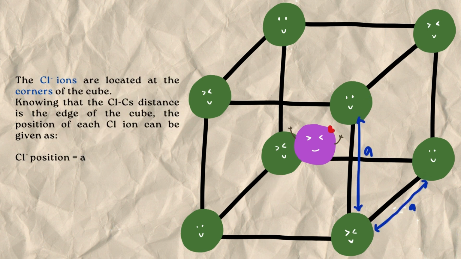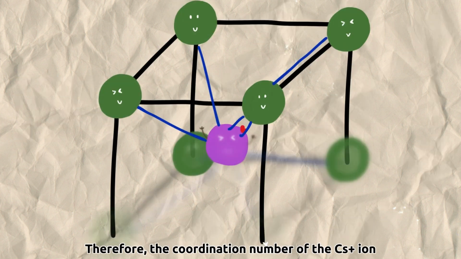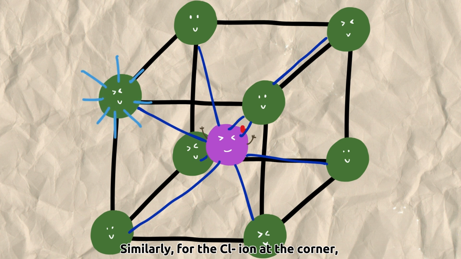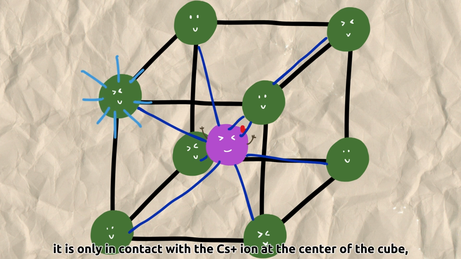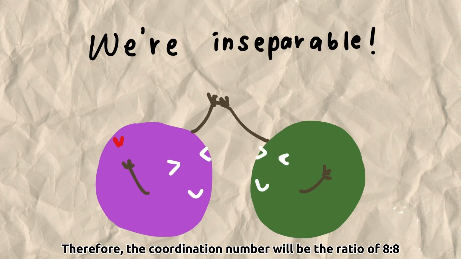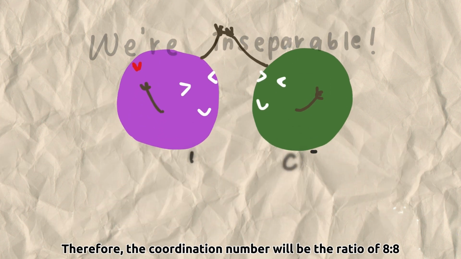The Cl ions are located at the corners of the cube. Knowing that the Cl-Cl distance is the edge of the cube, the position of each Cl ion can be given as Cl position equals a. Therefore, the coordination number of the cesium ion in a cesium chloride crystal structure is 8, as it is surrounded by 8 chloride ions. Similarly, the chloride ion at the corner is only in contact with the cesium ion at the center of the cube. So, the coordination number of the chloride ion is also 8. Therefore, the coordination number is 8:8.